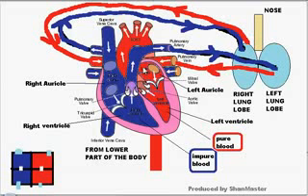Let's see the names of the valves. From the left auricle to the left ventricle you have the mitral valve or bicuspid valve. Bi means 2. Tricuspid, tri means 3. Tricuspid valve is between the right auricle and right ventricle. We'll see the picture of it in a minute.